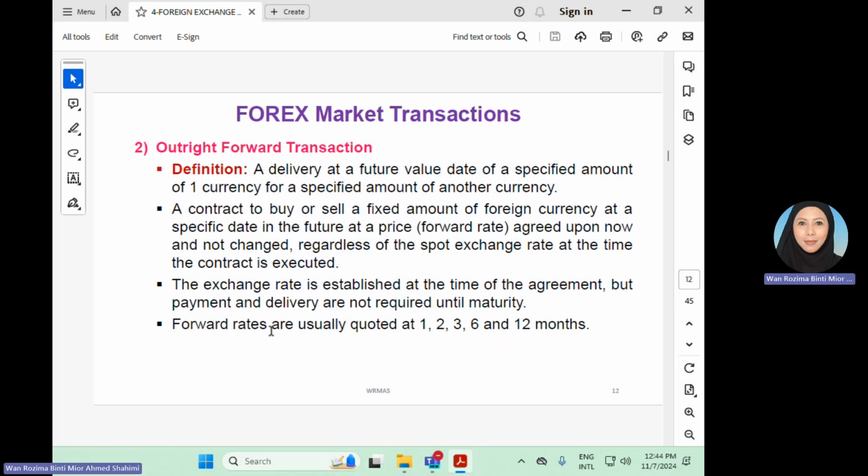The exchange rate established at the time of the contract. Okay, before I go to point number 3, do you understand what is forward rate? Yes or no?